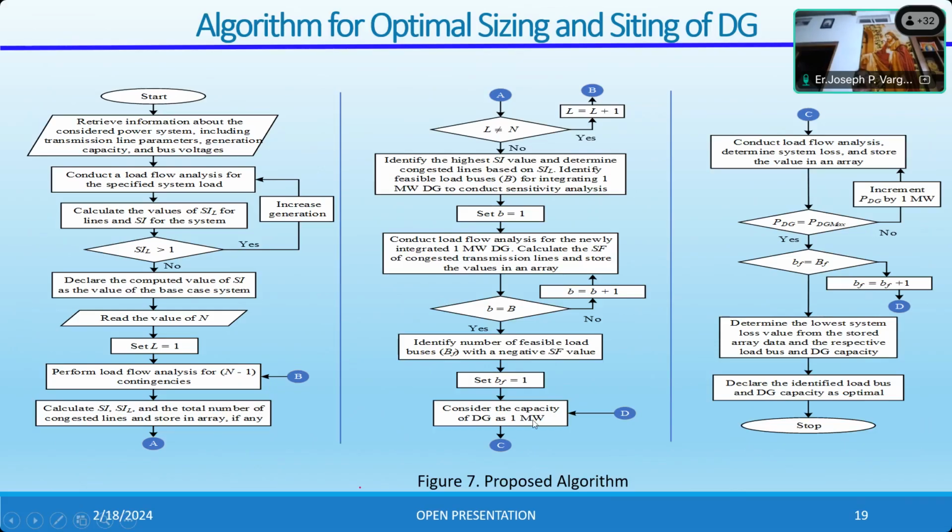Again, load flow analysis is conducted, and DG is penetrated at each load bus, and the system losses are identified. The minimum system loss is found for the determination of the optimal DG location. Also, the loss minimization criterion is used for the optimal location and optimal capacity of the distributed generation. This is the proposed algorithm for optimal sizing and siting of DG, or for the optimization of solar DG.